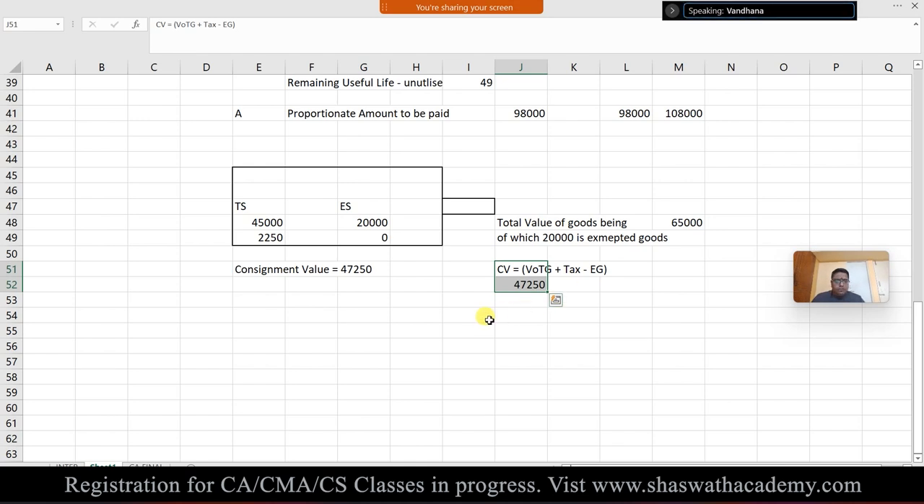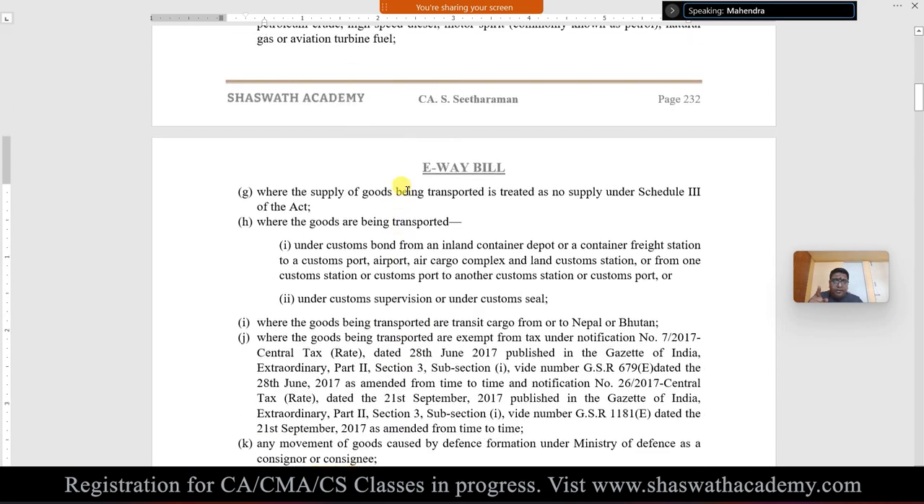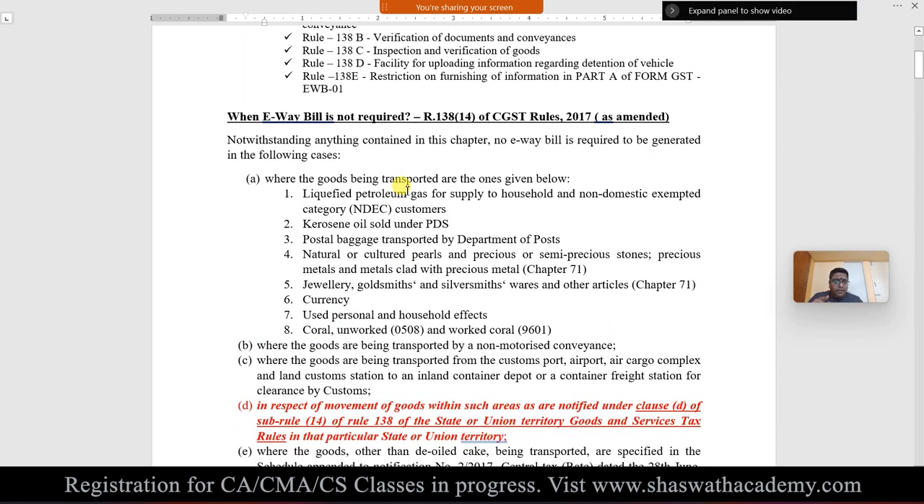Clear, sir. Sir, I have a doubt, sir. Yes, go ahead. Sir, why are we not including this exempt supply, sir? Because consignment means it will increase by this 20,000 also. But dear, for calculation purpose, why? To appreciate that, you have to read when e-way bill is not applicable. See, section 67, read with rule 138, sub-rule 14. Okay, leave the sections and all.